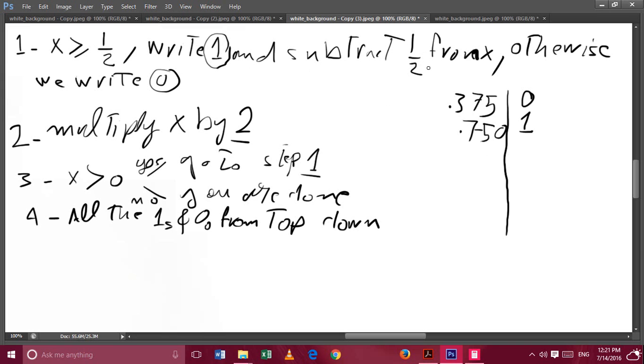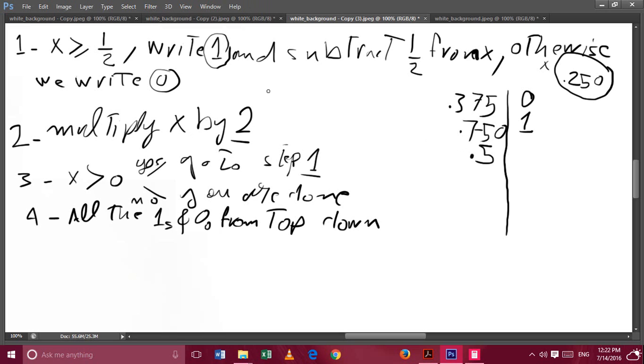And subtract half from x. So x now equals 0.25. Correct? Because 0.75 minus half is 0.25. The second part is multiply x now, which is 0.25, by 2. And this is going to make it half, 0.5. And is it above 0? Yes, it is. Go to step 1.